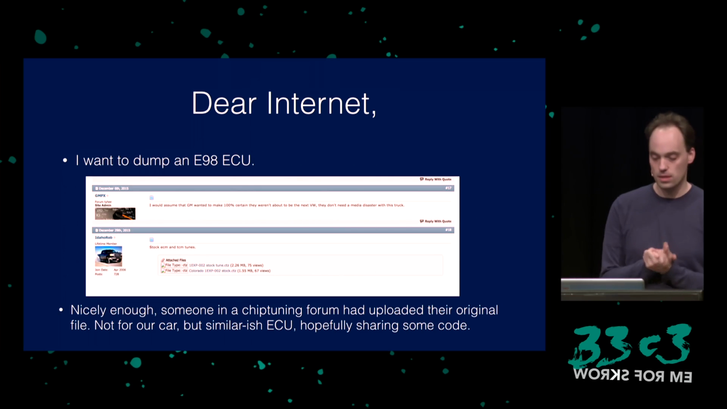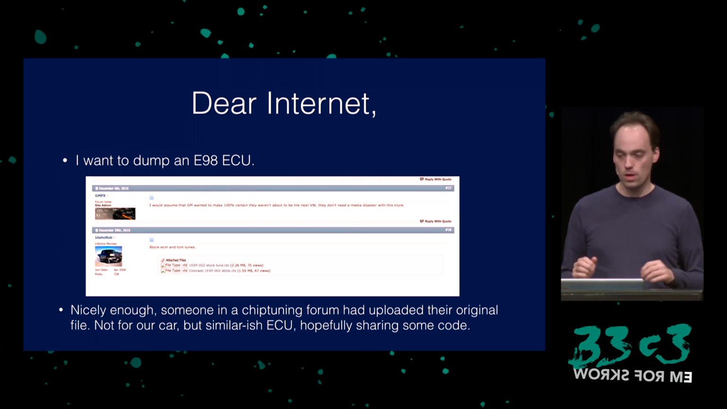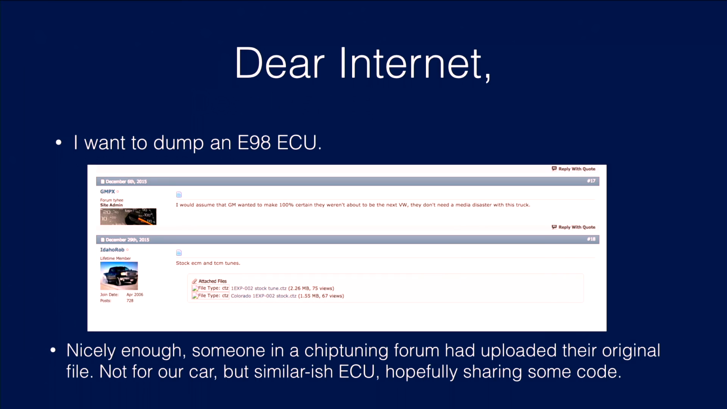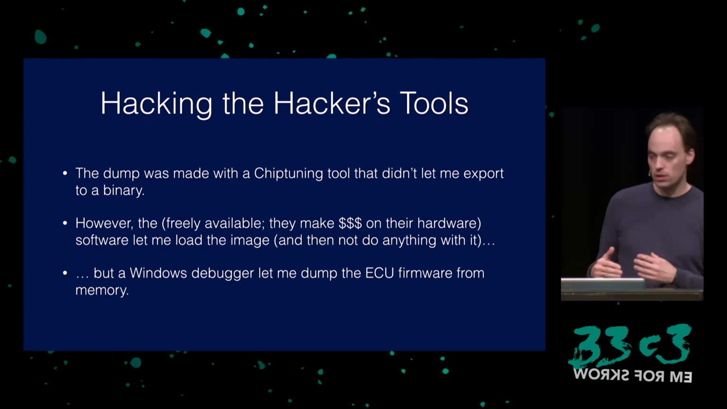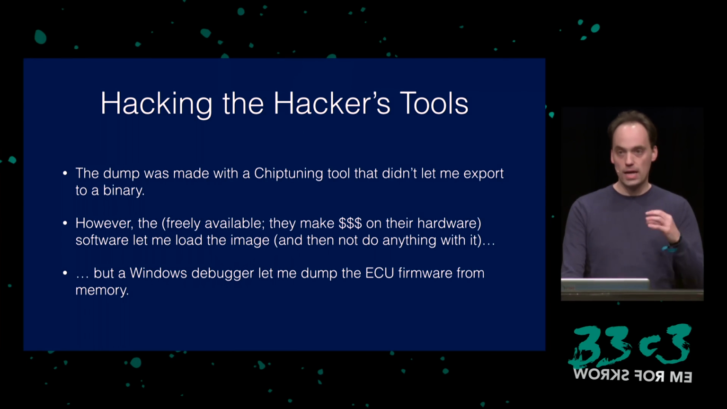So let's ask the internet, how do I dump this ECU? Luckily, someone in some chip tuning forum already uploaded their stock ECU, which means what they dumped from their ECU using some chip tuning tool. It's not the same ECU, but it's very similar. And I hope it shared some code so I can analyze the software and maybe find a way to dump it. Yeah, so the dump was made with this tool, and the tool did not let me export the binary. And the tool is free. However, to use any of the features in that software, you have to buy their expensive hardware that then connects to the car, which I didn't want.